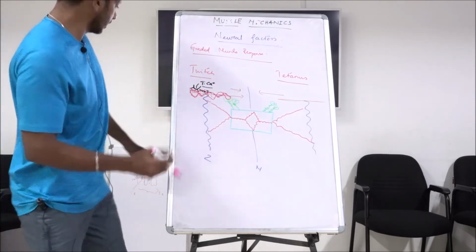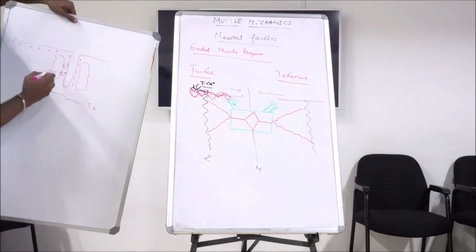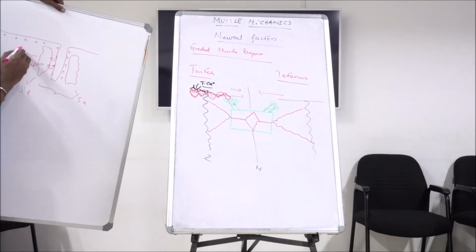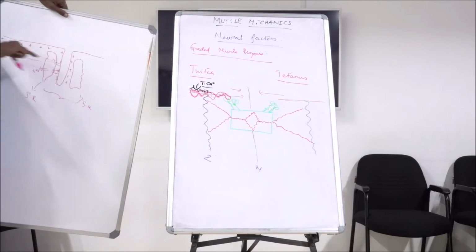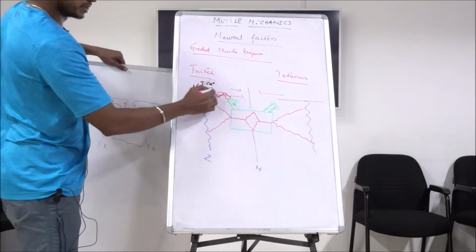In such a case, what happened? Your calcium, whatever is there, has to go back into the sarcoplasmic reticulum. So there is an inflow of calcium into the sarcoplasmic reticulum, so calcium is reduced here.